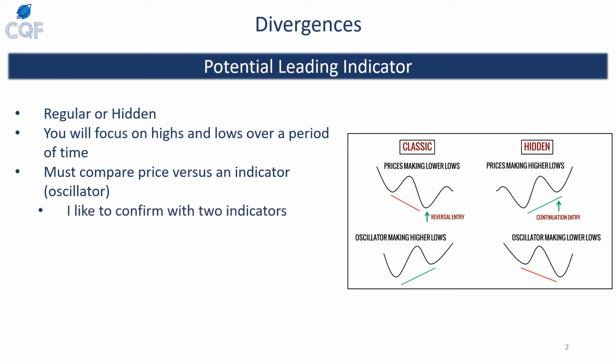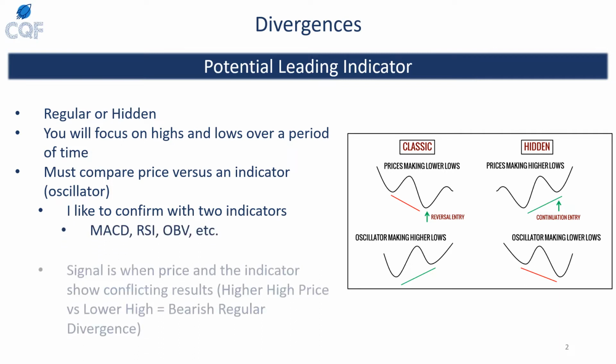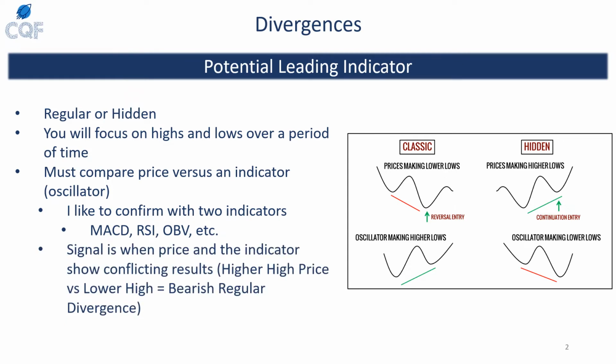Now, like I just mentioned, you compare price versus an indicator, and you might come up with, say, a bullish regular divergence. That's great, but I like to see a bullish regular divergence comparing two indicators. So not just looking at price versus one, looking at price versus two indicators, and that gives me added confirmation that the divergence is actually there. Some indicators to look at are MACD, RSI, on balance volume.